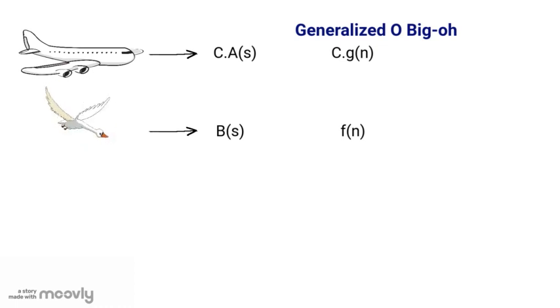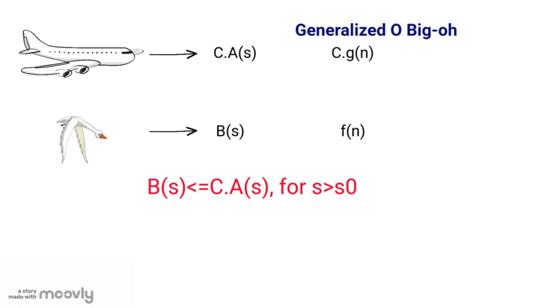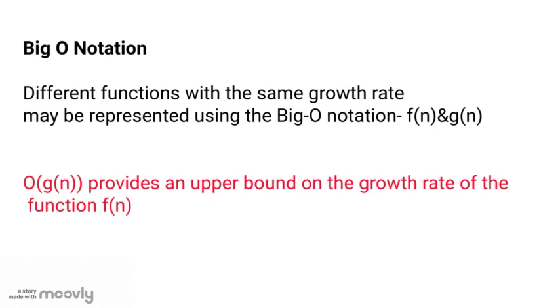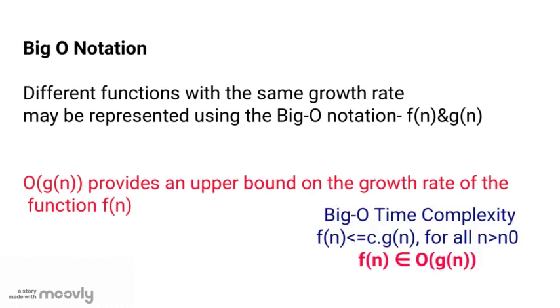So once the mapping is done, you can see the Big O time complexity. As we discussed previously, B of S should always be less than or equal to A of S multiplied with a particular constant after the speed rises beyond S naught. Similarly, for the time complexity, f of n is always less than or equal to C into g of n, where n, that is the input, goes beyond a particular point n naught. So this Big O notation is represented as f of n belongs to O of g of n. So different functions with the same growth rate may be represented using Big O notation. So O of g of n provides an upper bound on the growth rate of f of n.